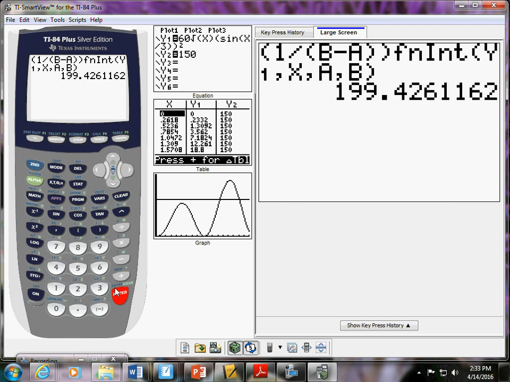And guys, with these packets, the answers are on the back of every page, so you'll be able to check.